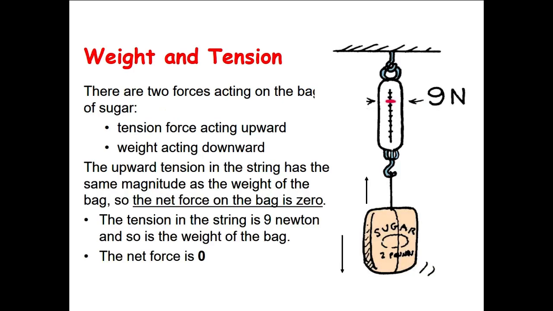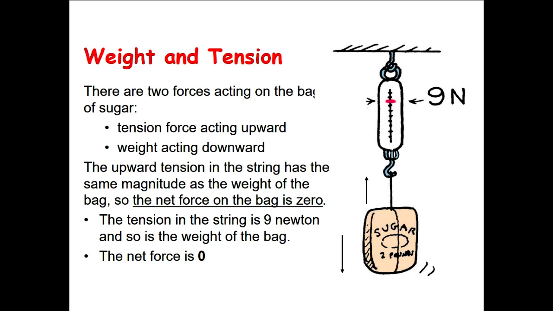Let's take an example. There is a bag of sugar and it is hanged by a string. Now, the bag of sugar is not moving, it is at rest. How many forces are acting on the sugar bag? There are two forces. One force is downward, and that's the pull of gravity, or we call it the weight. Now, why doesn't the bag fall down? Because it is attached to a string, and this string is stretched. So there's a force of tension which is acting upward on the bag. The upward tension in the string has the same magnitude as the weight of the bag. So the net force on the bag should be 0.